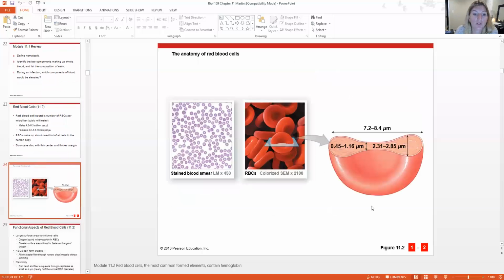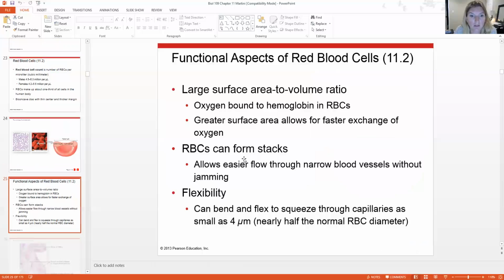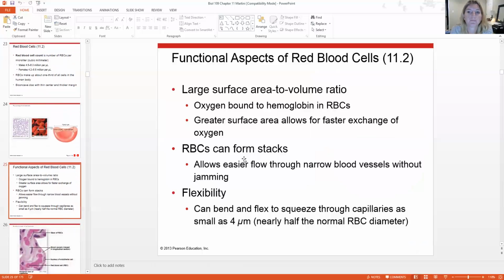Biconcave disc. When you look at them under the microscope, they kind of look like this, just little purple dots. 450 is about the magnification that you would get in lab, unless you were using oil immersion. So this is pretty much what you would see. You can see a little bit of those little fragments in there, which are platelets. There aren't any white blood cells on that slide, but we'll see them in a little bit.